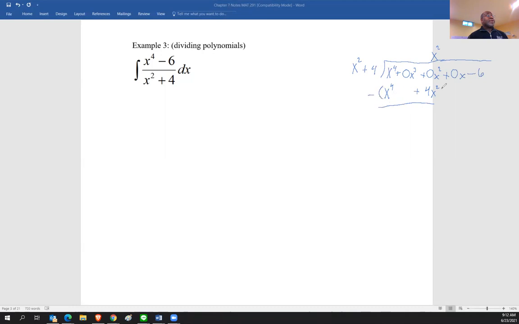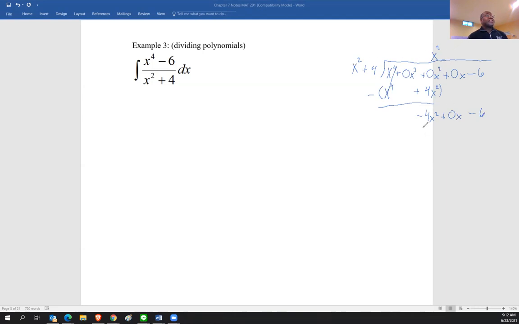And then we subtract that quantity. So x to the fourth will cancel out. 0 minus 4, that's going to give us negative 4x squared. All right, and so we bring down the next term. I'm bringing down the third term because we'll need to.